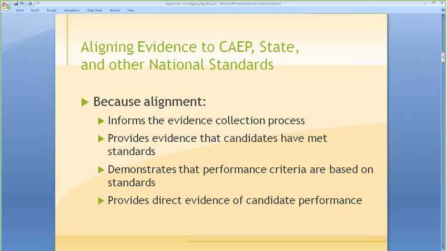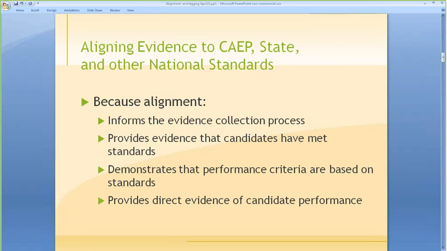And why we want to do this, of course, is because it really does inform the evidence collection process. We're trying, and you'll have to excuse my voice, I've had a deadly cold for the last week or so, and it's kind of settled in my voice here.